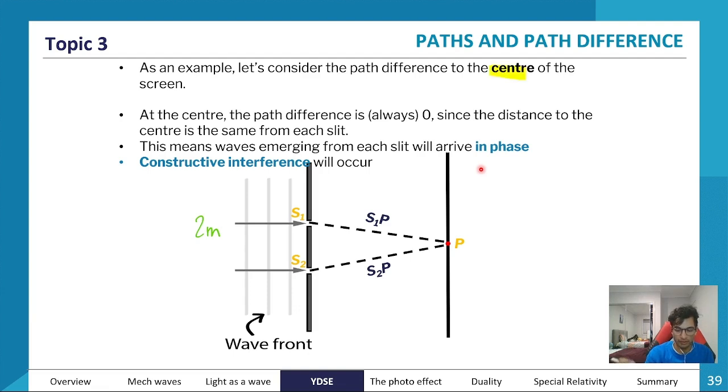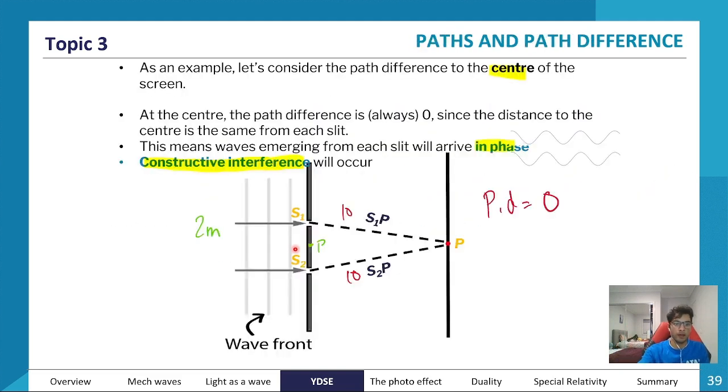So P would be in the middle of the two slits. Because it's in the middle, S1 and S2 are traveling the same distance. So if they're traveling the same distance, the path difference is 0. Let's just say S1 travels 10 meters, S2 travels 10 meters, 10 minus 10 is 0. The path difference is equal to 0. And because the path difference is 0, the waves are going to arrive in phase, and constructive interference will occur.